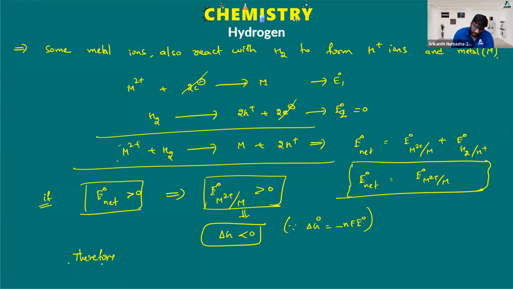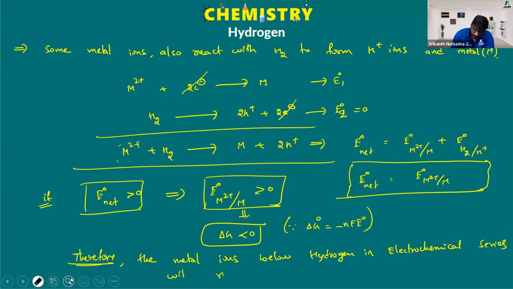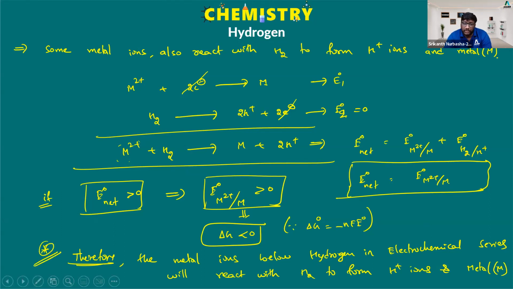Therefore, the metal ions below hydrogen in the electrochemical series will react with H2 to form H+ ions and metal. Okay, this was the condition. So like that, we can understand what type of metal ions will react with H2 to form the respective H+ ions, and the metal is also obtained.